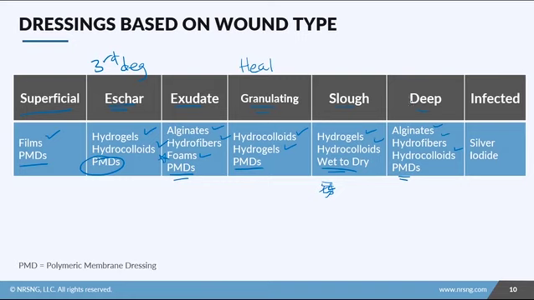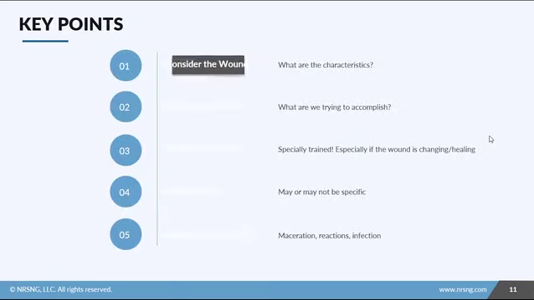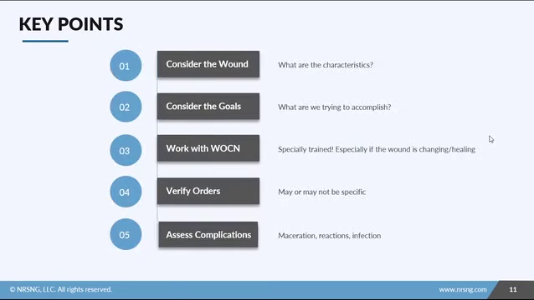Now, most of the time with a very deep wound, we are somehow packing this wound and then covering it with one of these sheet dressings. So you might see a wet to dry with a hydrocolloid over it, or a gauze packing with a hydrofiber over it. And lastly, for infected wounds, again, we want to use one of those antimicrobial dressings like silver or iodide impregnated dressings.